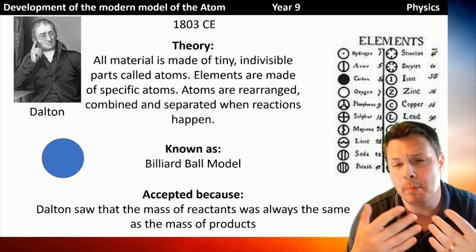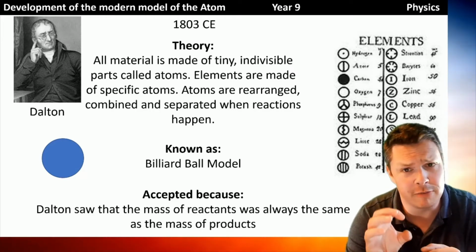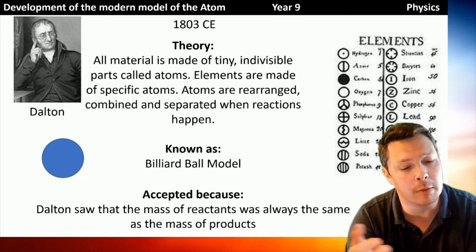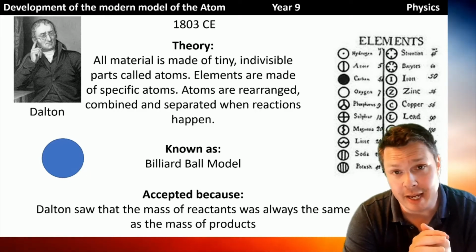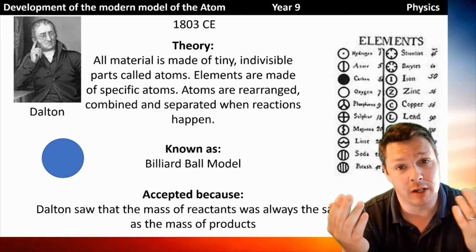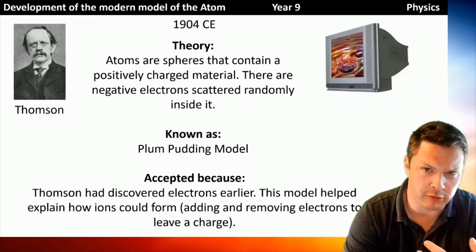It became known as the billiard ball model because he viewed these atoms as solid spheres, just like a billiard ball or a snooker ball. And it was useful because it helped explain the idea that masses were conserved. However, it didn't explain things like ions.